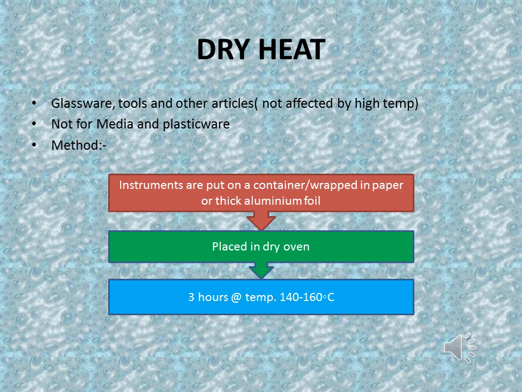Now we discuss dry heat. Dry heat method is used for glassware, tools and other articles which do not get affected by high temperature. Media and plastic ware cannot be sterilized by this method.